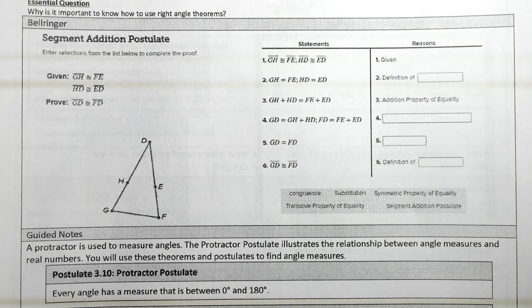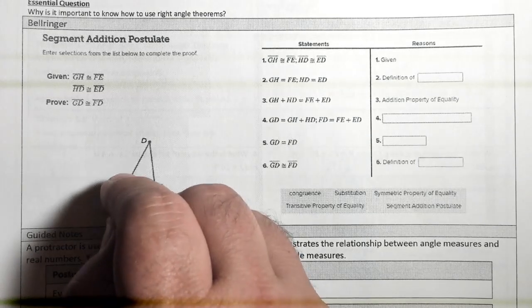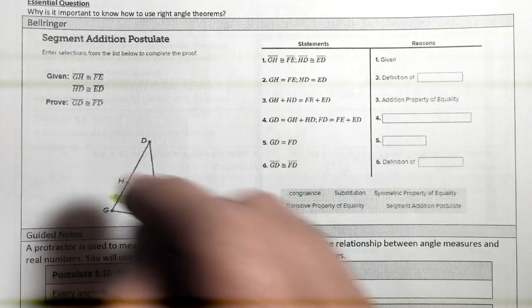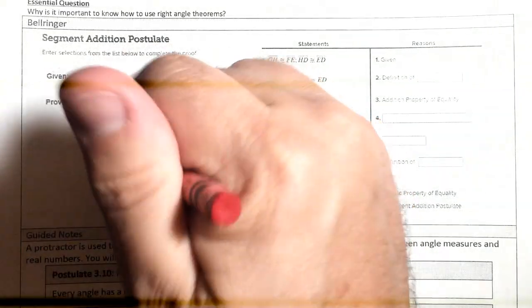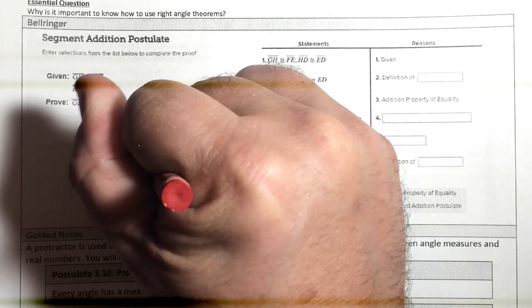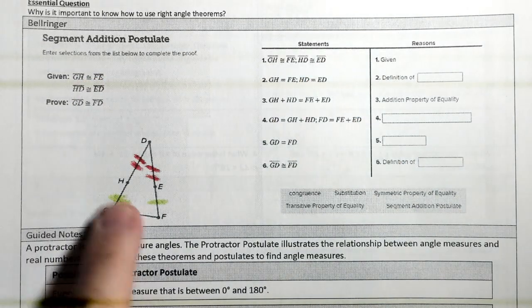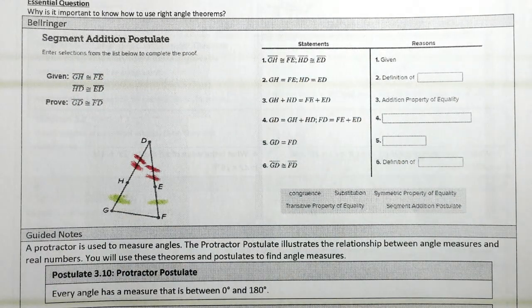Alright, so segment addition postulate. Enter selections from the list below to complete the proof. So let's see what we have here. Our given is that GH and FE are congruent, and that HD and ED are congruent. Okay, so your greens are congruent, your reds are congruent. I like to do these up front because it kind of helps you flow through the proof.